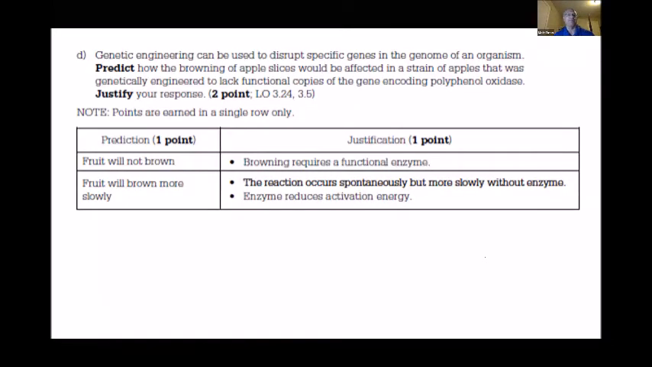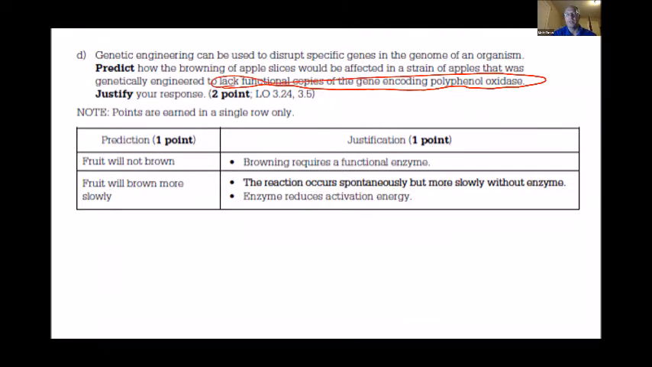All right, last. Genetic engineering can be used to disrupt specific genes in the genome of an organism. Predict how the browning of apple slices would be affected in a strain of apples that was genetically engineered to lack functional copies of the gene encoding phenol oxidase. Well, I'm hoping this is an easy part of the question for you. We've already got the rubric up here, 2 points.